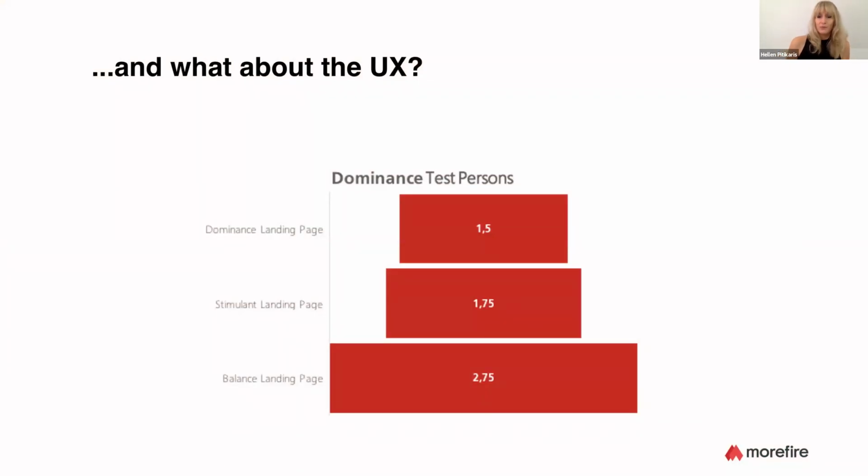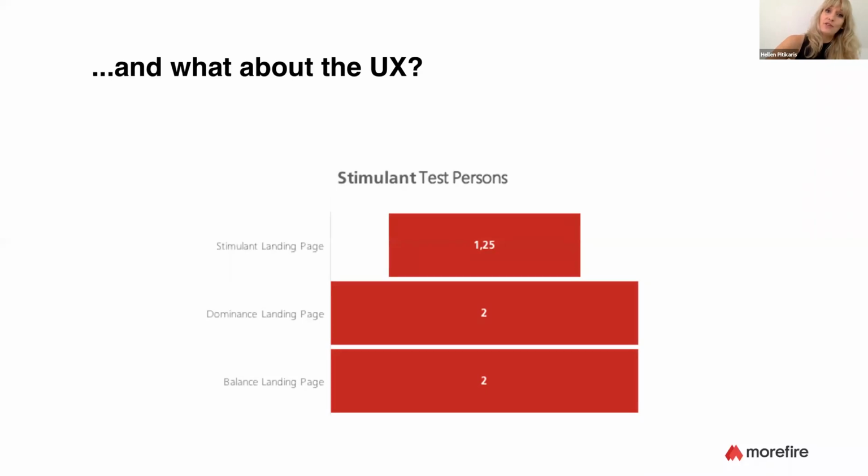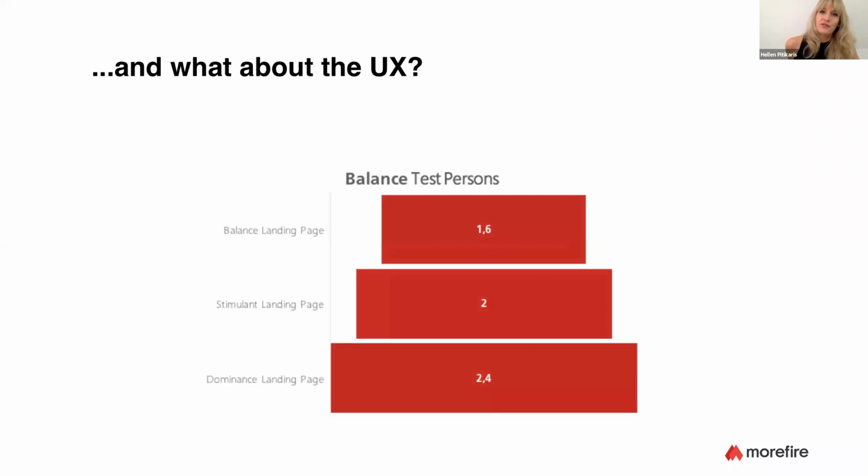Here we see the result for the dominant test persons, and on average, the dominance representation occupied rank 1.5, so best. Then the stimulant landing page was ranked 1.75 on average, and they really did not like the balanced landing page because, as we can see, this one is far behind on the last rank. For the stimulant landing page, test persons also chose their version of the landing page, and clearly behind that, the landing pages for the other two emotion systems, both ranked with an average of 2. And finally, the balanced landing page with a similar result. The matching landing page is in first place here as well. And behind it, the stimulant landing page, and clearly behind that, the dominance landing page.